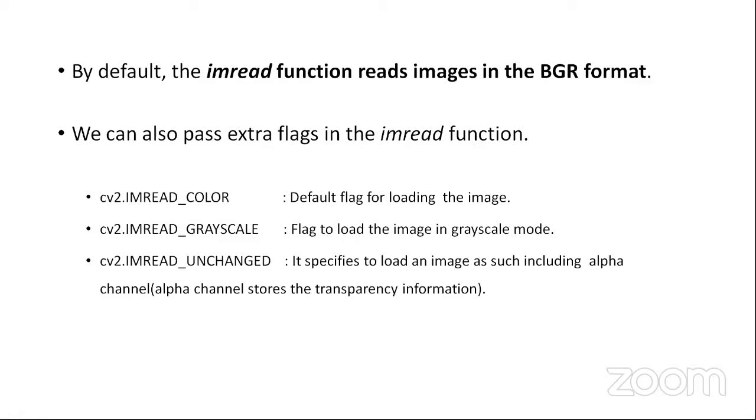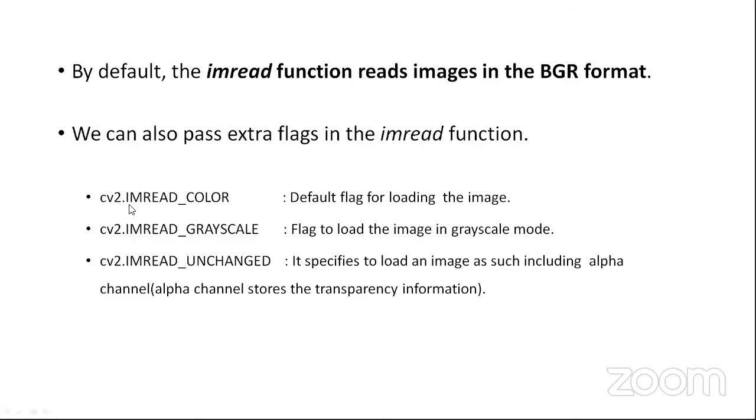The most important thing is that the imread function in OpenCV reads the image in BGR format. We have other libraries also that use RGB format, like Matplotlib. So that is the important thing to remember, that the imread function reads the image in BGR format. We can also pass extra flags in the imread function if you want to read the image in a different format.